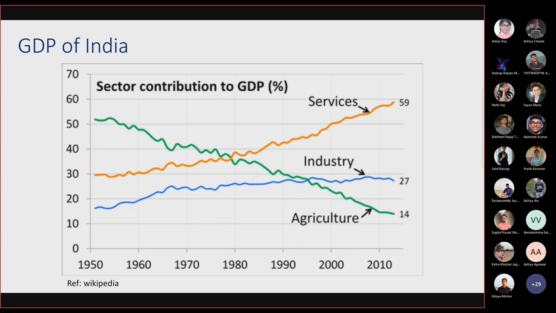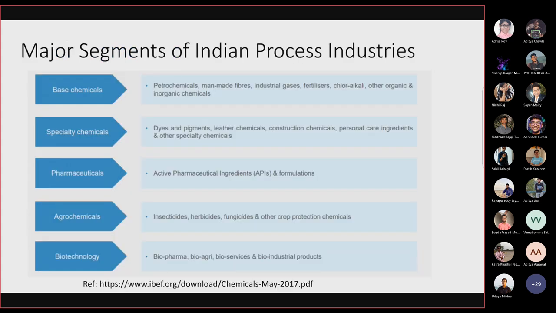Even in the agricultural industry, a major share comes from petrochemicals, and that is also part of contributing to the GDP of our country. So from these three analyses, what I want to say is that chemical process industries play a major, important role in our GDP growth, our day-to-day life, and also in the exports and imports of our country. Not to boast too much, I just want to move on to the next one.